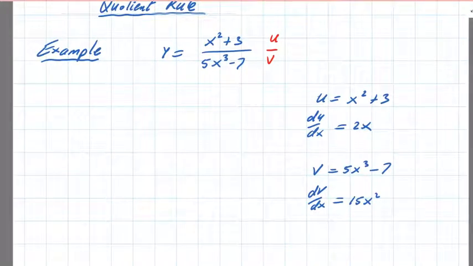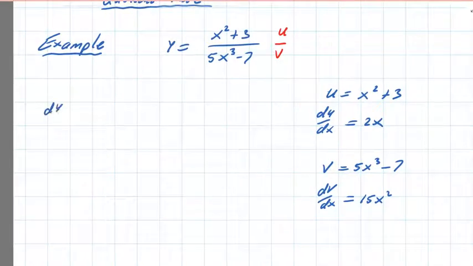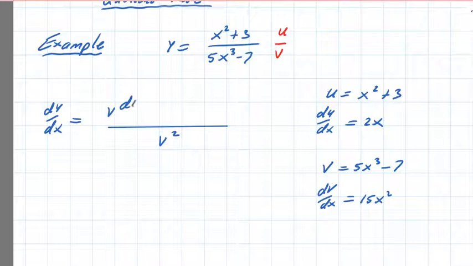Now conquer by bringing them back together with the quotient rule formula, which is a different formula. It's in the tables. So dy/dx is equal to, so you draw a big line, and under the line you put v squared, and then it's v du/dx minus u dv/dx. So that's the formula. And now just fill it in and you have your answer.